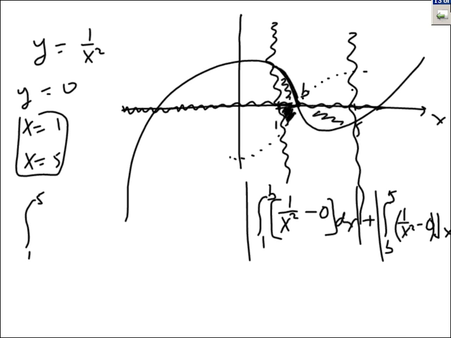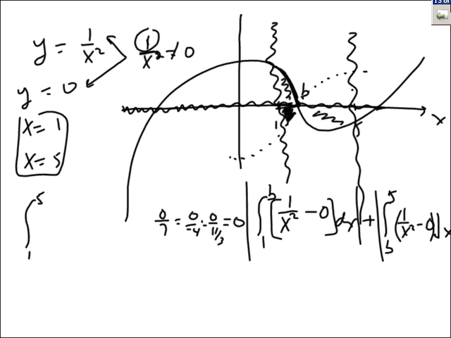Now, do these two graphs intersect? Does 1 over x squared ever equal 0? What you need to remember is that a fraction equals 0 only when the top is 0. 0 over 7 is 0. 0 over negative 4 is 0. 0 over 11/3 is 0. To be 0, the top is 0. But our top is never 0. It's always 1. So it's never 0. They never intersect. So we can just go from 1 to 5.